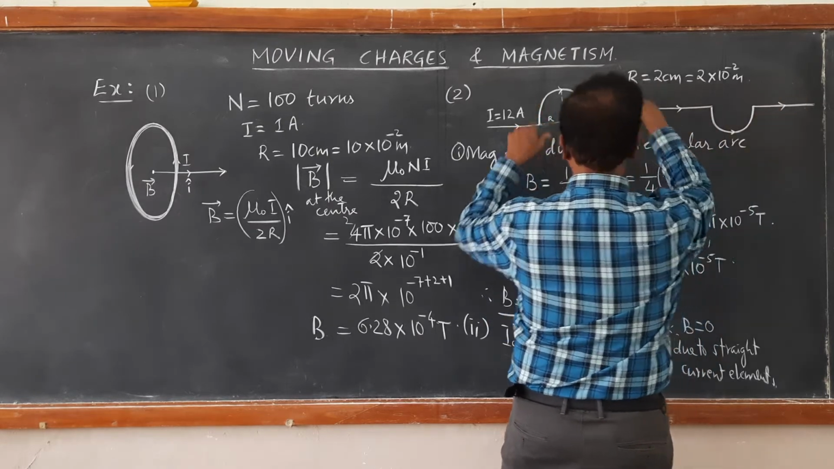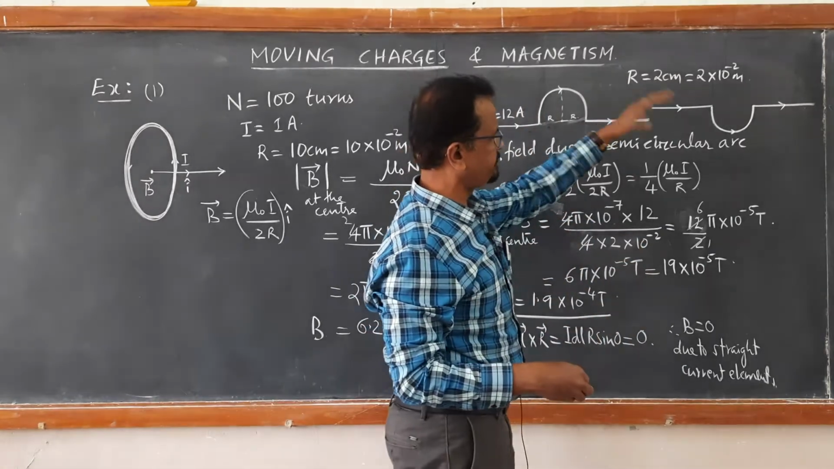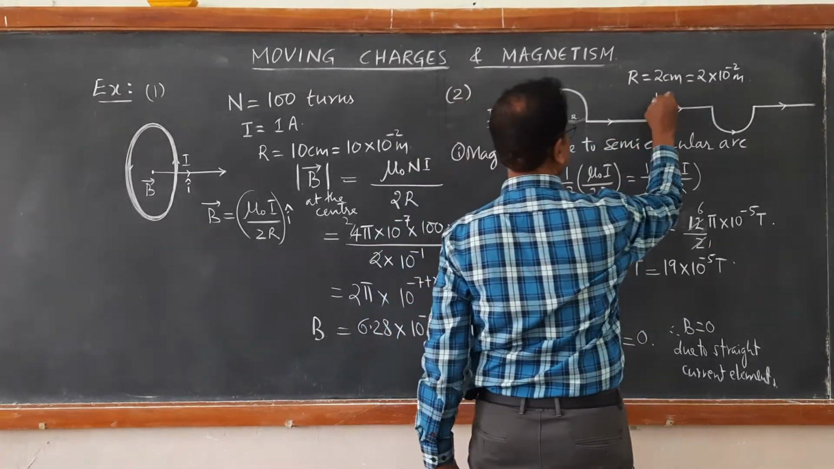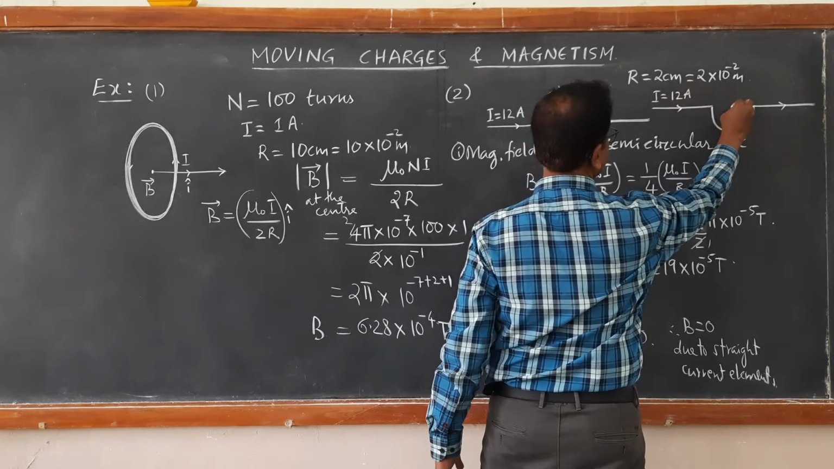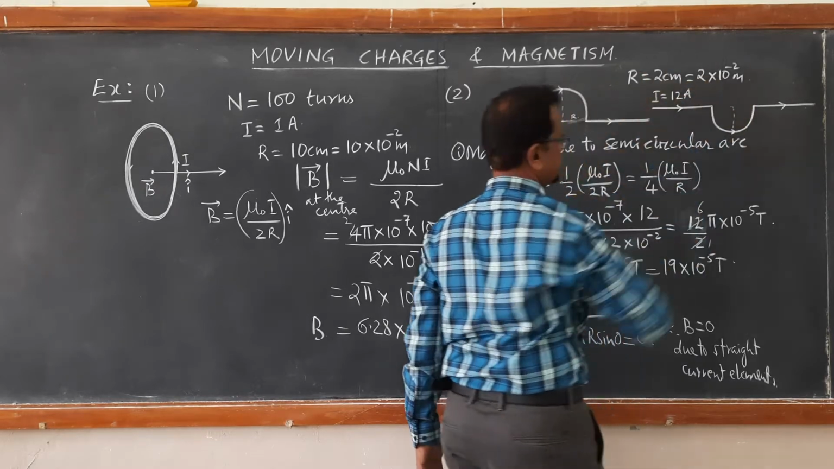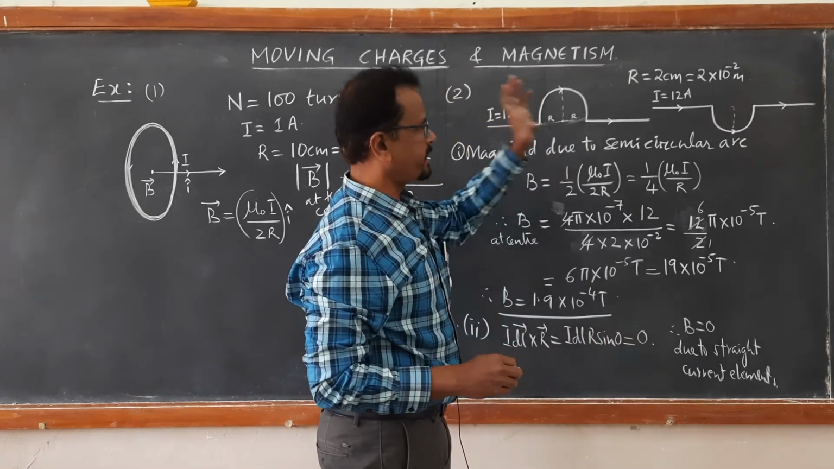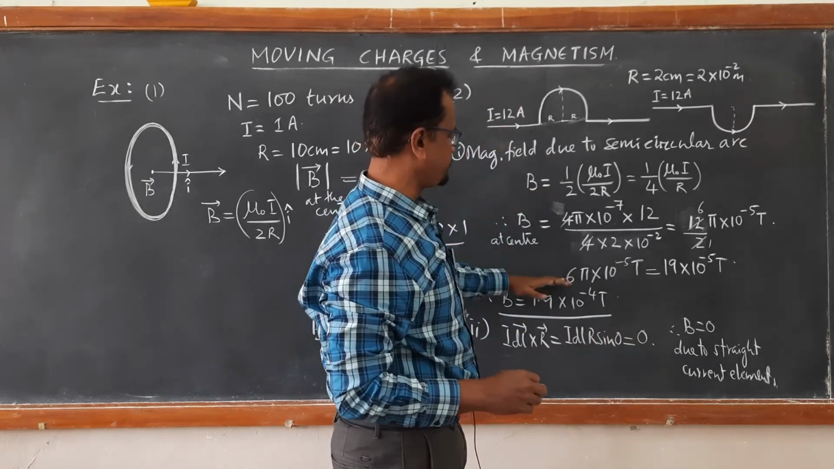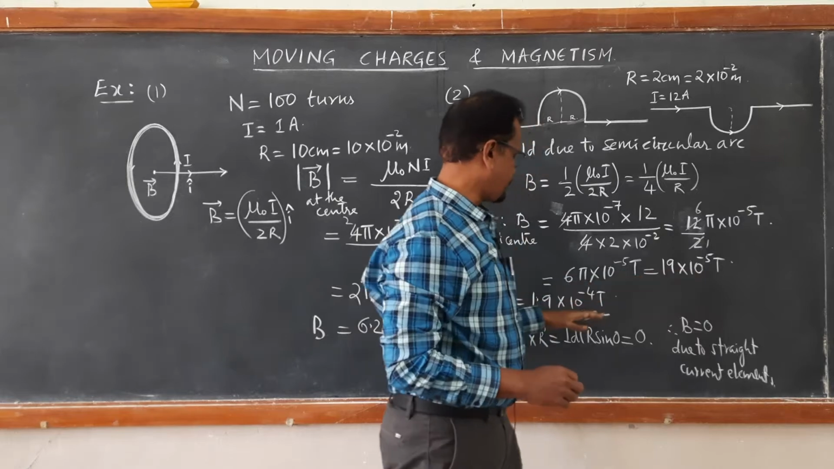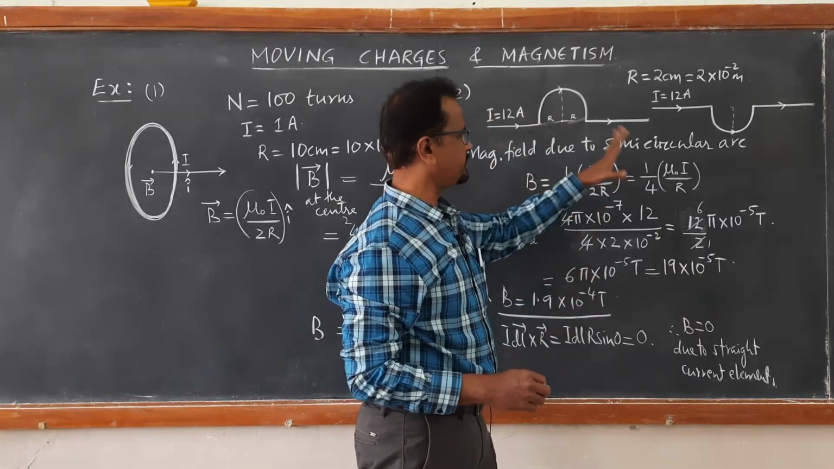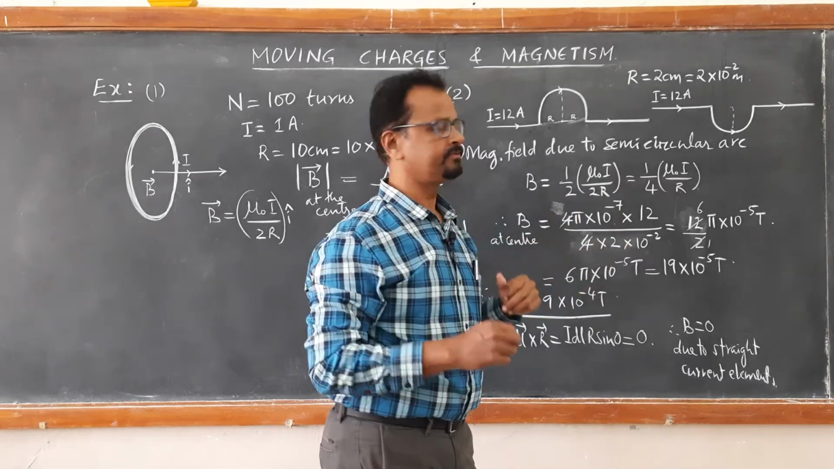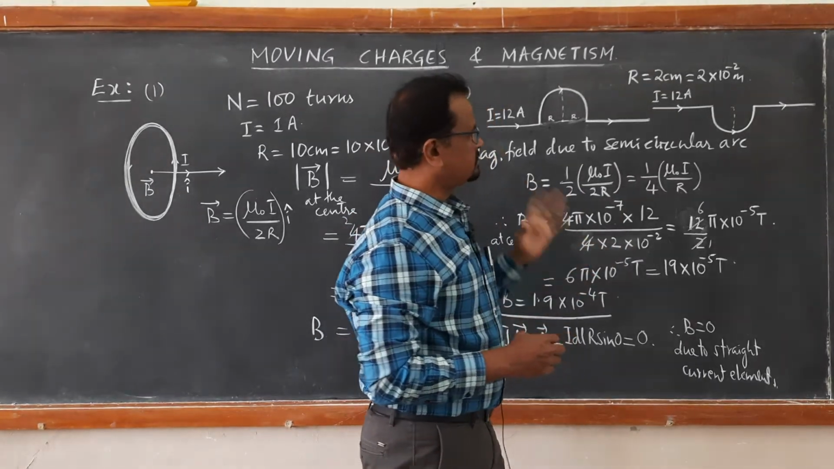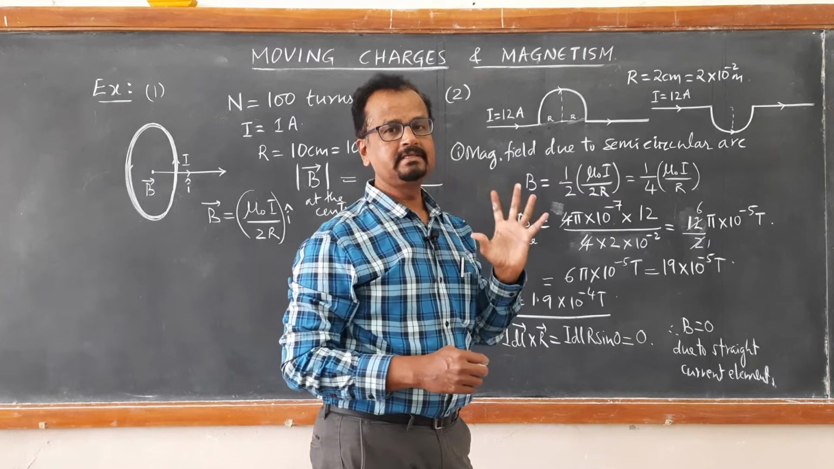Same arc of 2 centimeter radius, if it is kept reversed and the current is passed again in the same manner, 12 amperes, and it is of the same radius, 2 centimeter, right? Then what happens to the magnetic field? The magnitude of the magnetic field remains the same, 1.9 into 10 to the power of minus 4 Tesla, because of the semicircular arc, the magnetic field will be half. Then the only thing that is changing here is the direction.